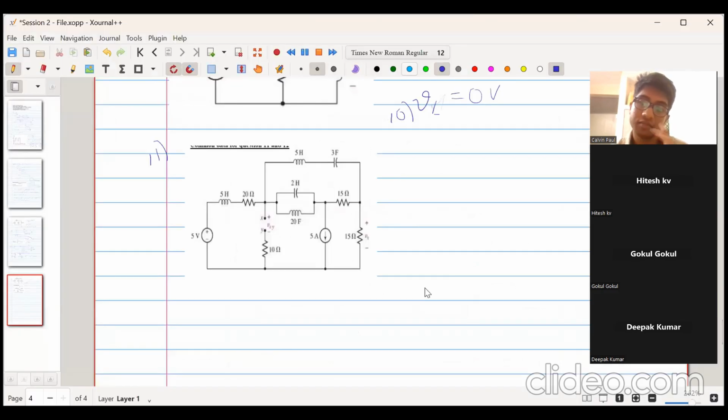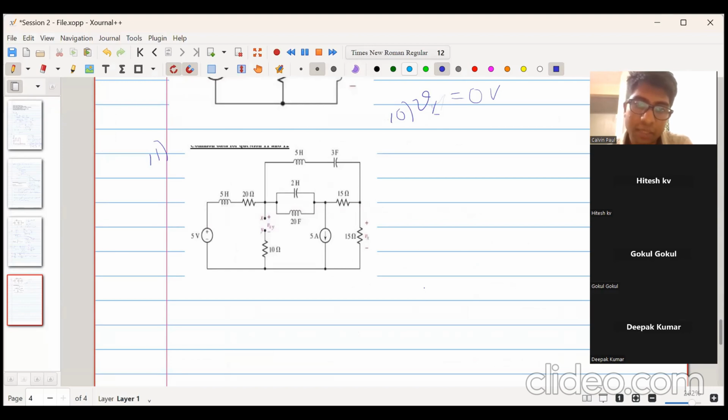We assume, as they told in the question, that the circuit is running for a very long time. What does it mean, running for a very long time? That means all inductors act like short circuits and capacitors are open. So we can redraw the circuit. That's why we have to redraw the circuit.